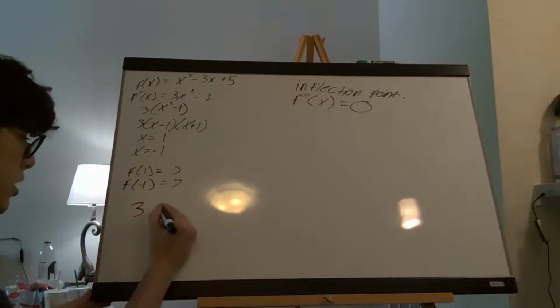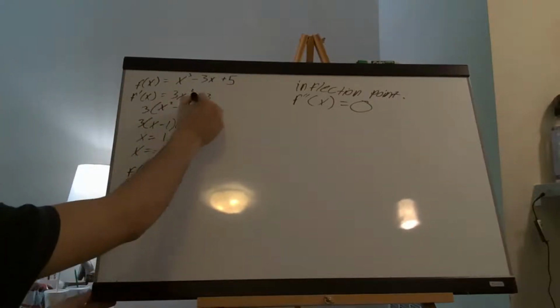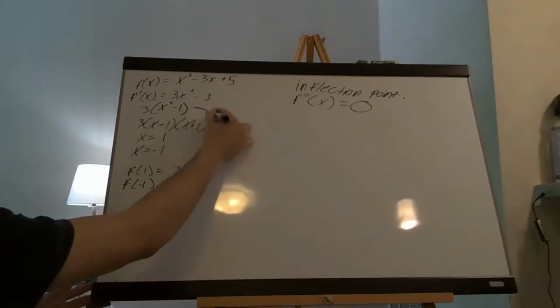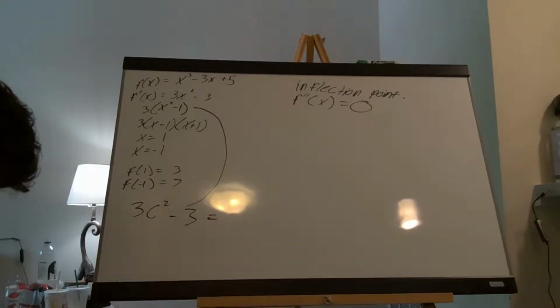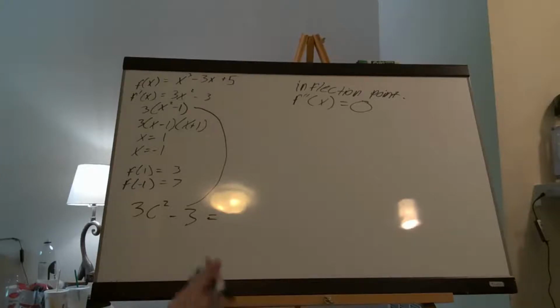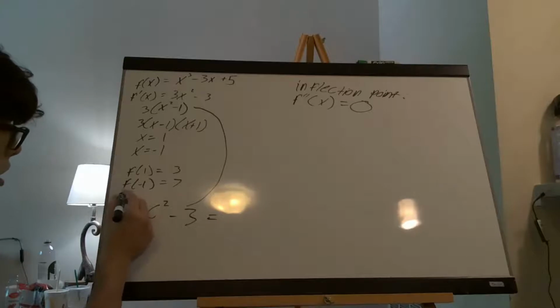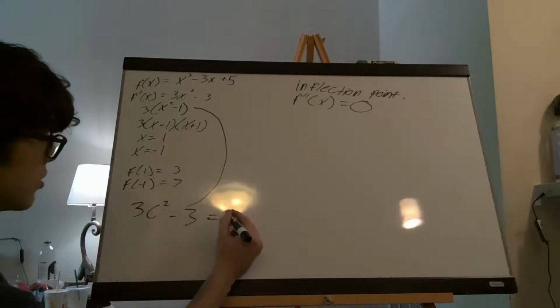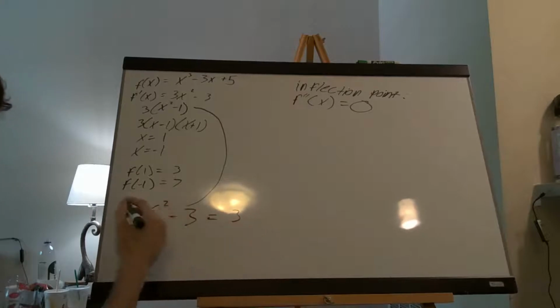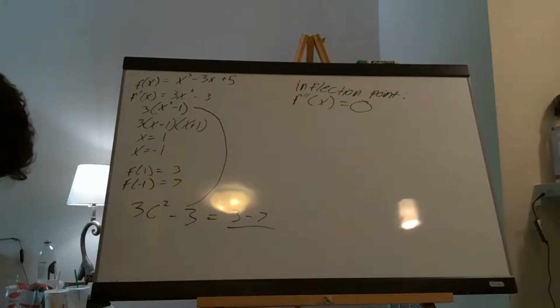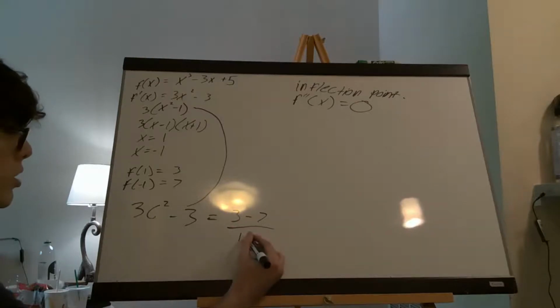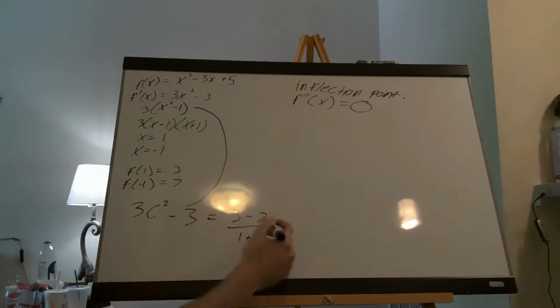We got 3 times some number c squared, which is just taking this right here and bringing it down here, minus 3 is equal to f of b minus f of a over b minus a. So f of b is 3 minus f of a, 7, over 1 plus 1, as we're doing 1 minus negative 1.